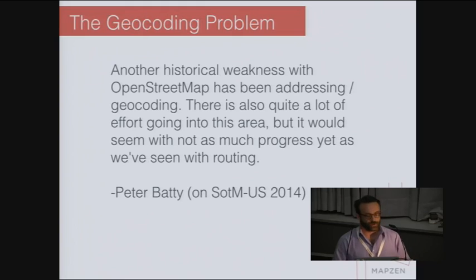And I gave a similar talk at State of the Map US. Peter Batty then spoke about it afterward, and wrote afterwards, saying another historical weakness with OpenStreetMap has been addressing geocoding. There's also quite a lot of effort going into this area, but it would seem not as much progress as we've seen with routing. We're also using some routing engines like Open Source Routing Machine, which works really well.